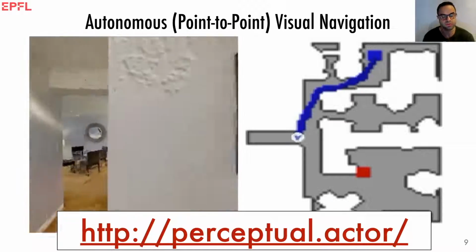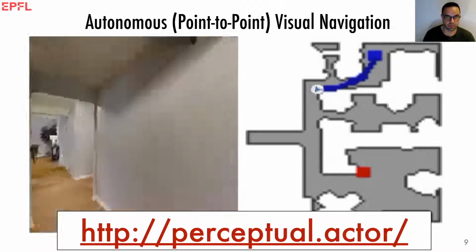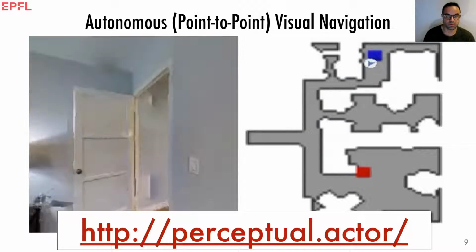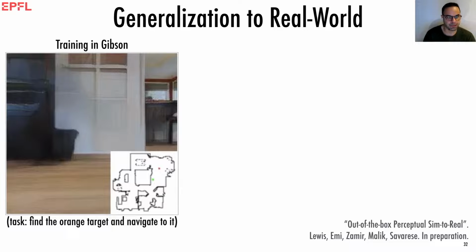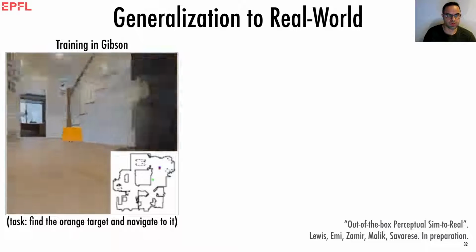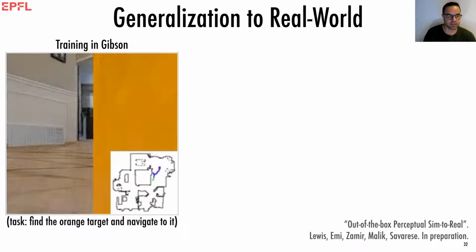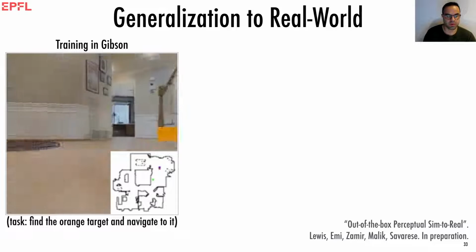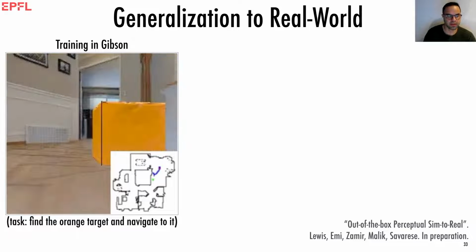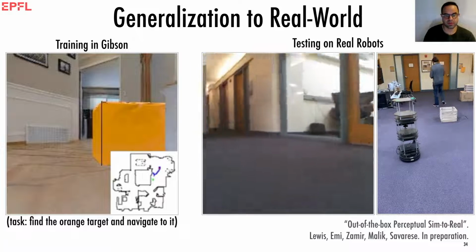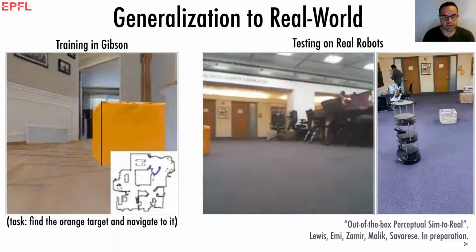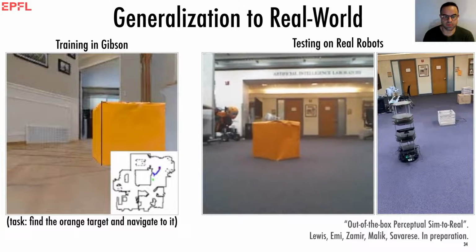So go to this website, Perceptual Actor, if you're interested in learning more about this. There's some interactive material and some more videos that you can see. All right, and we also tested this in terms of generalization to the real world. So we trained agents to solve a problem in Gibson, in this case, finding this orange crate in a building and navigating to it. And we tested on real robots, in this case a TurtleBot, to do the same problem in the real world.